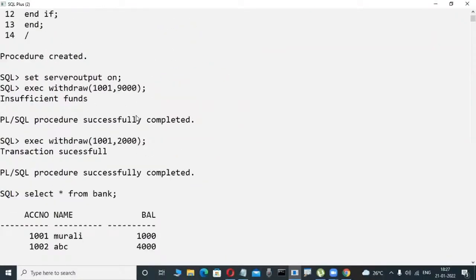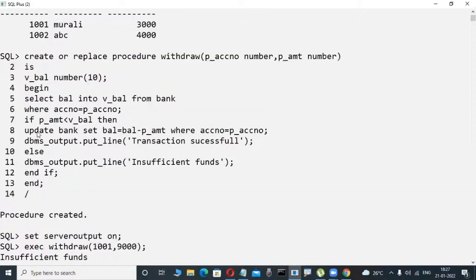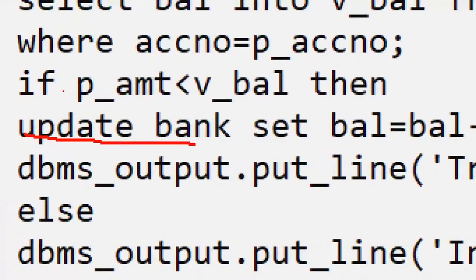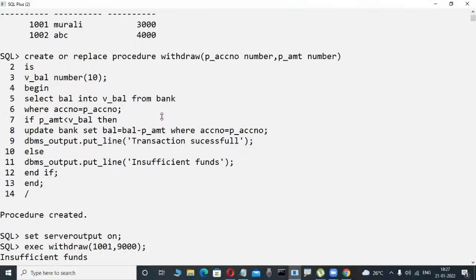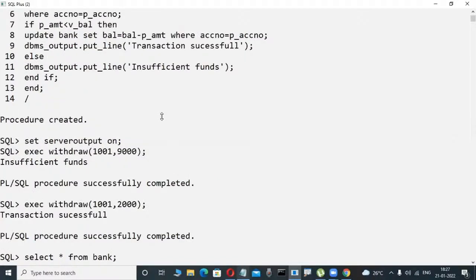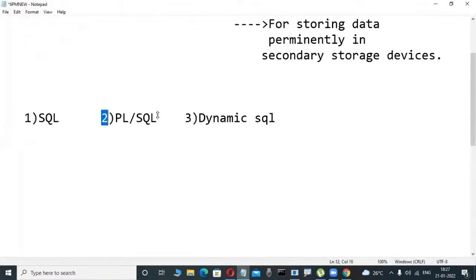You are a programmer, you are writing coding in an update. Update is a SQL command only. If condition is a PLSQL command. That's why you need some language knowledge. With this type of PLSQL coding knowledge, then only you can write real-time applications, OTP validations, bus ticket reservation, anything. So many applications are there, but a little bit of knowledge is required. Understood?